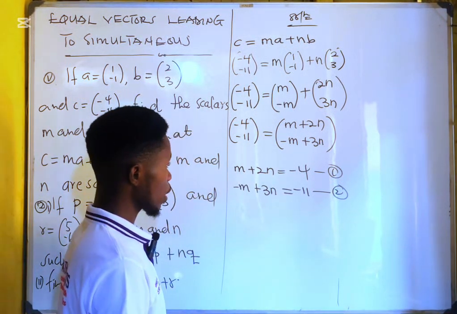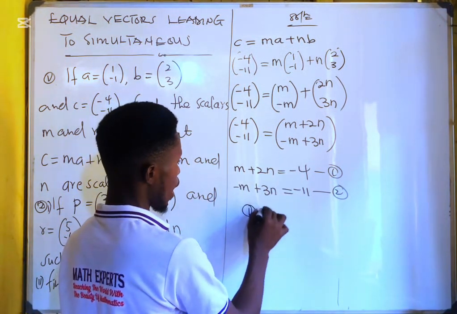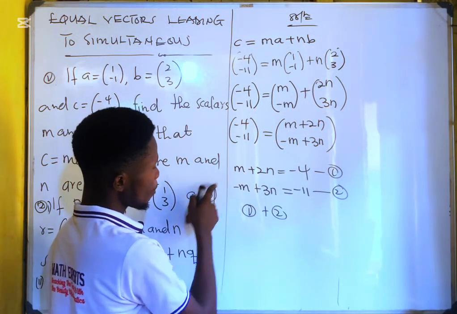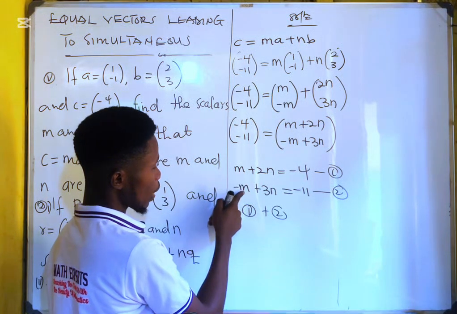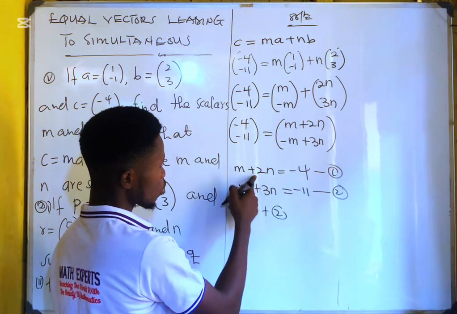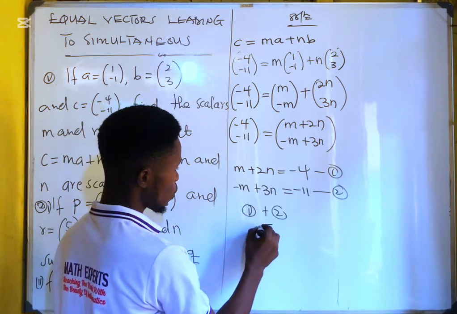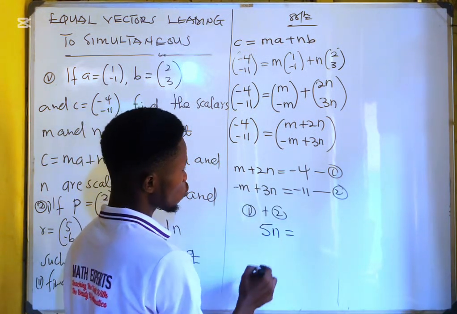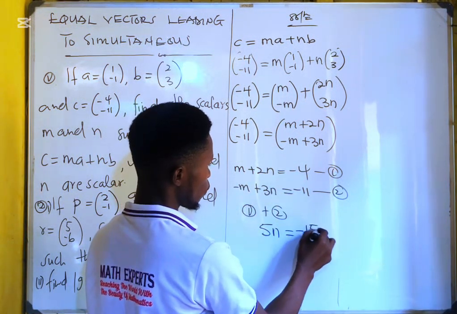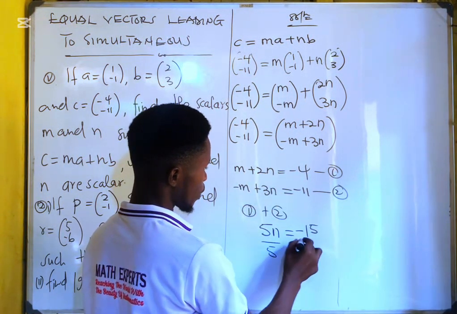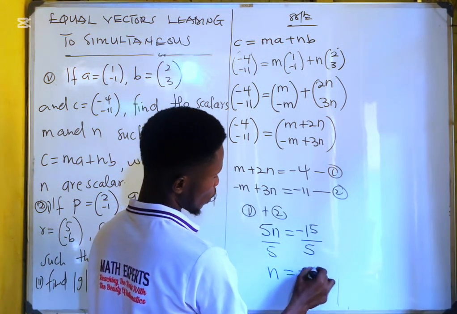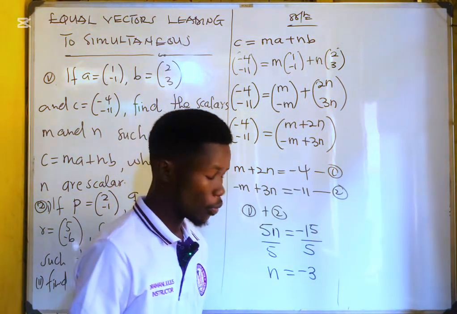So for the elimination method, what I'm going to do is add equation 1 and equation 2. So let me add it. M plus negative m will give you 0. Is that okay? I'm adding this to this will give you 0. Now 2n plus 3n will give you 5n is equal to negative 4 plus negative 11, which will give you negative 15. So let's divide both sides by 5, so that I have n to be negative 3. 5 can go into 15 3 times.